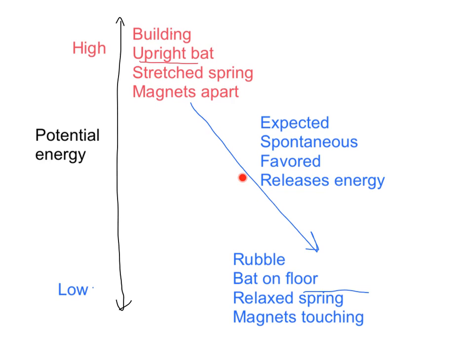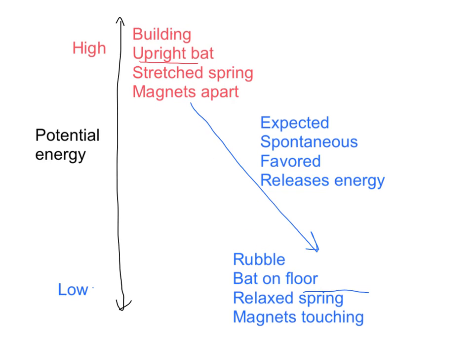Finally, it releases energy. And in the case of all of these examples we had, the energy release looks something like this: the building falls down, they get sound and light and heat when it falls down and turns to rubble. When the bat falls over, you heard that clonk, the sound of it falling over, and it actually gets slightly warmer. The stretched spring, likewise, releases energy in terms of a snap that you might be able to feel. And likewise, the magnets move together and make that clank that you can hear, and they get slightly warmer as energy is released. In this sort of spontaneous and expected direction, this is the decreasing potential energy, from high potential energy to low potential energy.